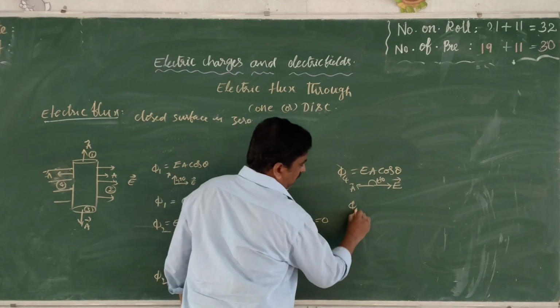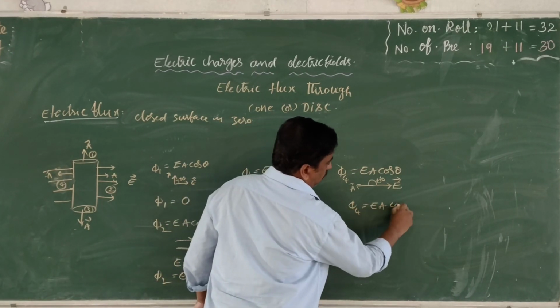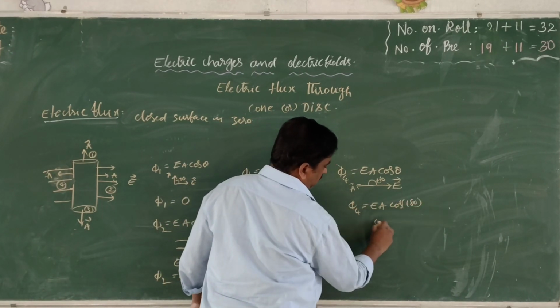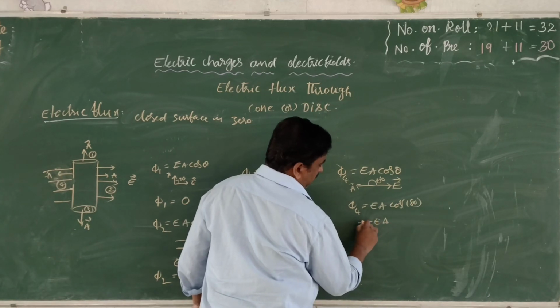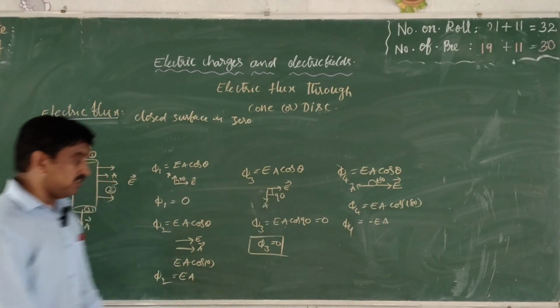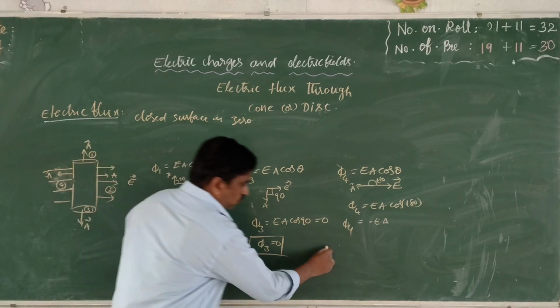180. So we can write flux through this one as EA cos 180. Cos 180 means minus 1. So we can write minus EA. Flux through the fourth surface is minus EA.